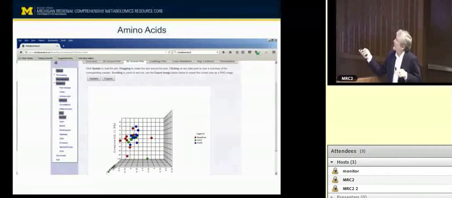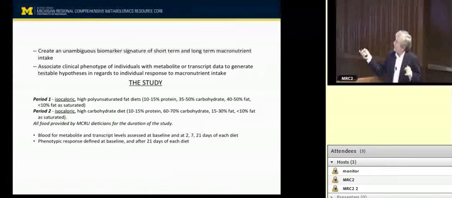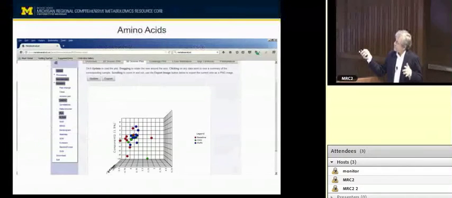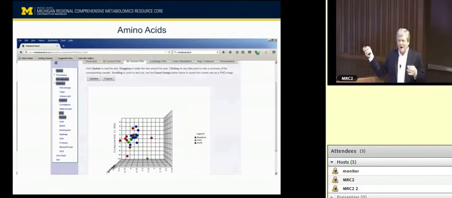So then the study, let me go back. This is this high PUFA study that we did. Other ways of looking at the data: if you just look at the amino acid levels after 21 days of carbohydrates and 21 days of polyunsaturated fatty acid diet, you really don't separate them. So probably amino acids are not a great thing that's going to dictate diet.